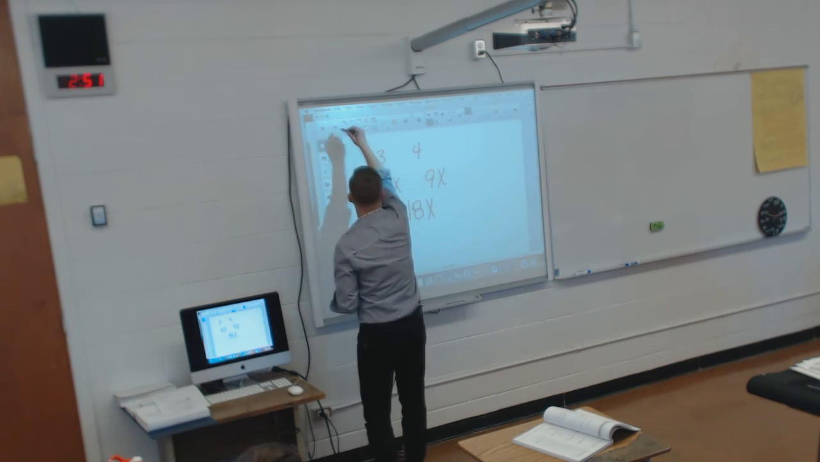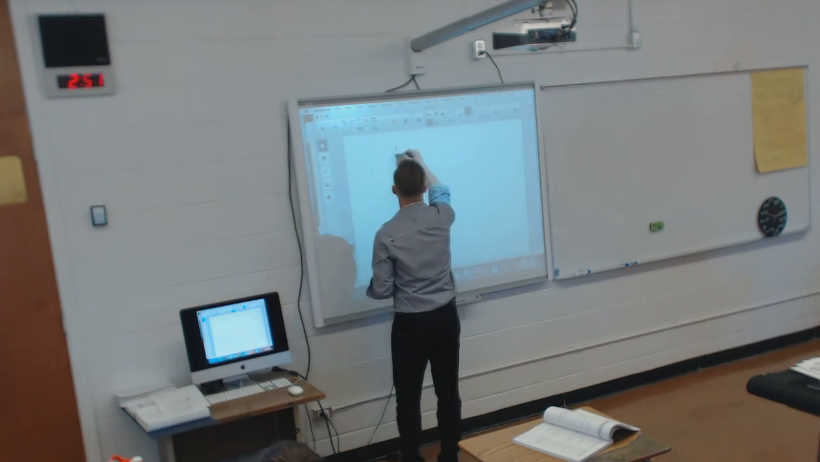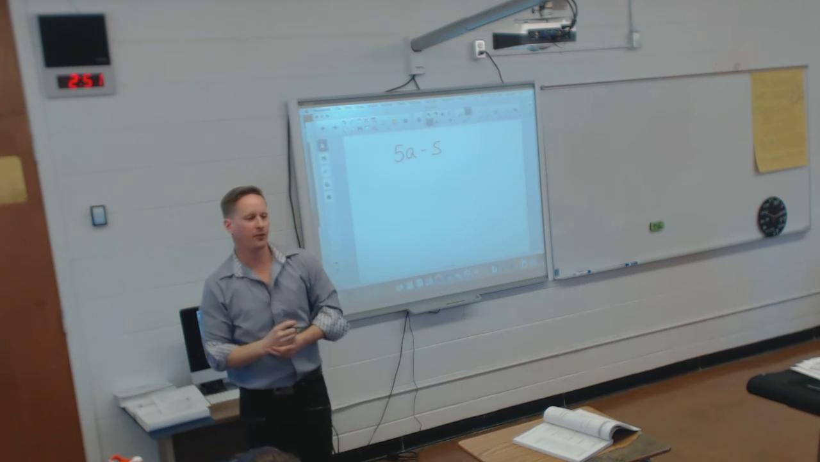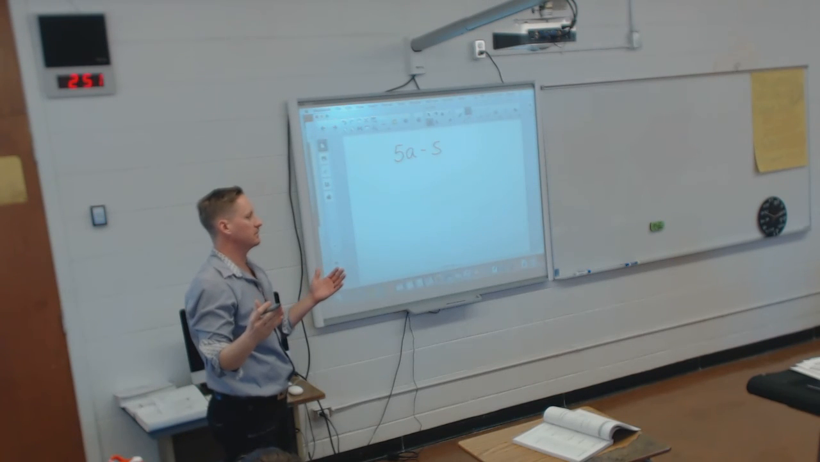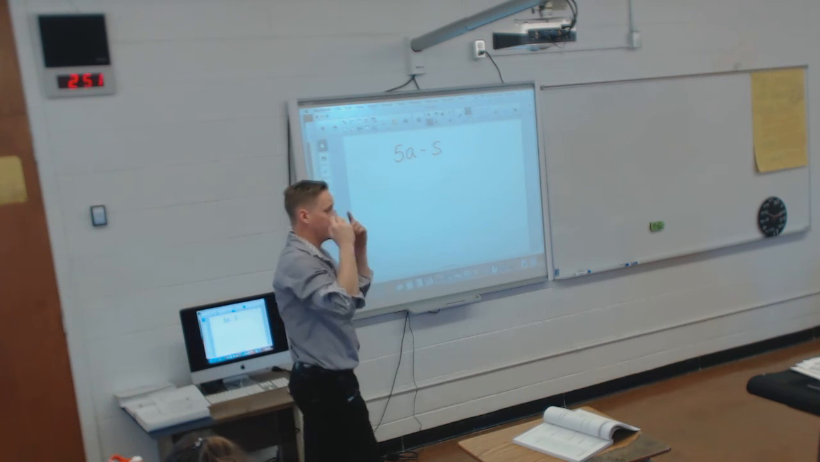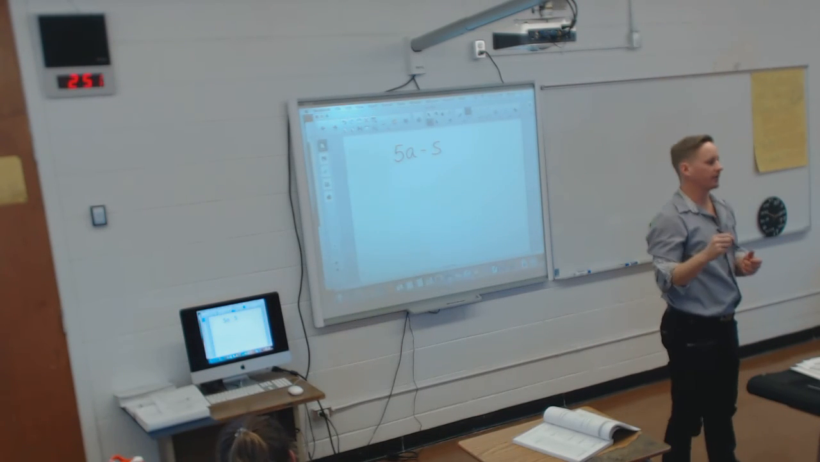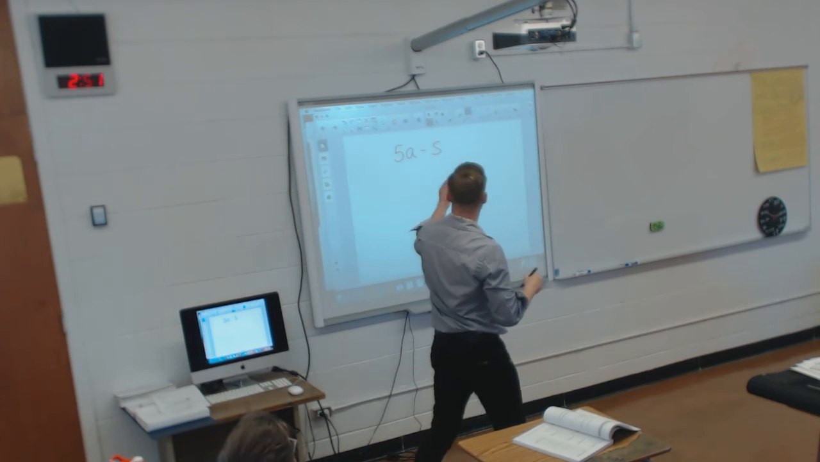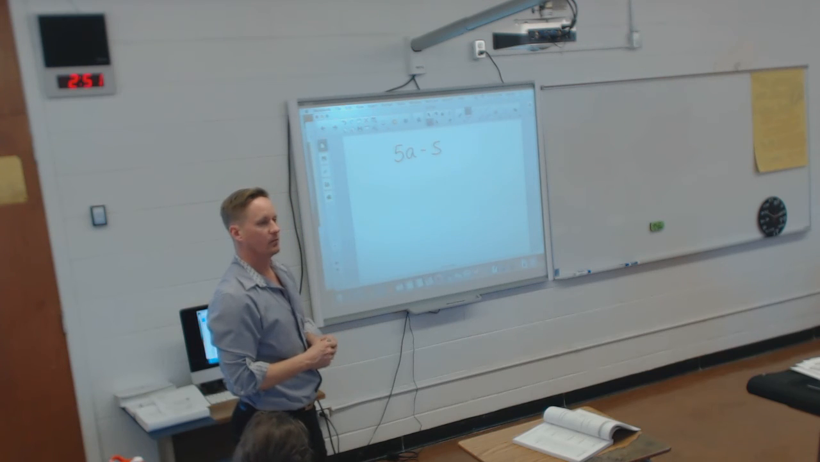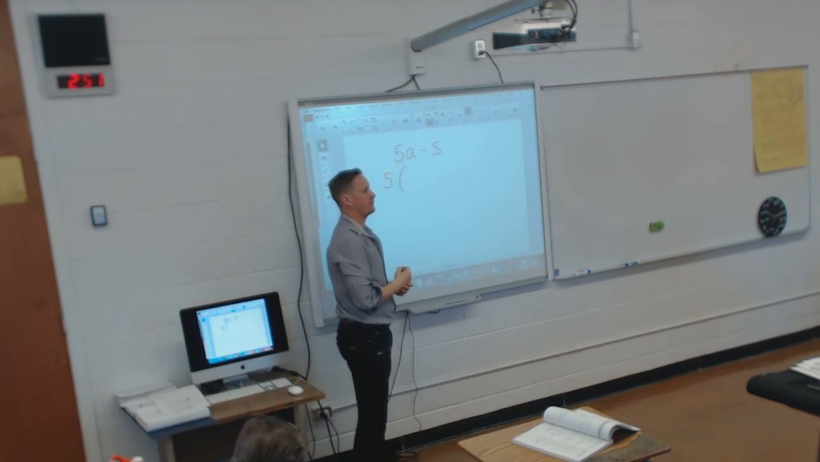Then the next one says factor. So, I'm going to do this one. I want to factor that. What's the very first thing I tell you to look for in factoring? Greatest common factor. Get that up here because I'm going to ask you that 1,000 times before the end of grade 12. Okay? Always look for the greatest common factor. So what's the greatest common factor between 5a subtract 5a and -5? What goes into both of them? 5. So if I take the 5 out of there, what am I left with?